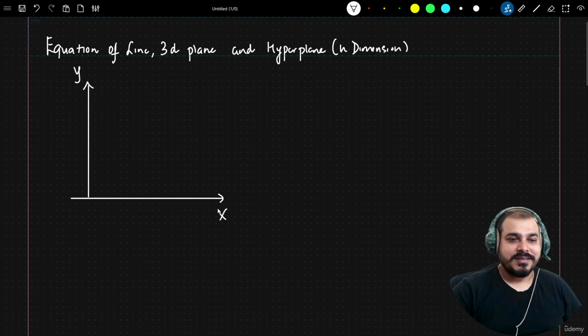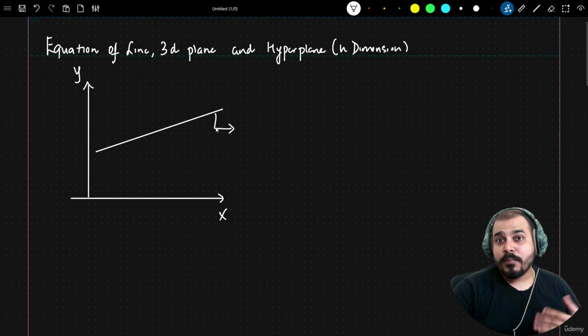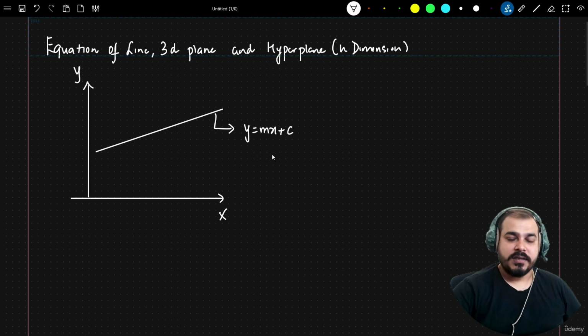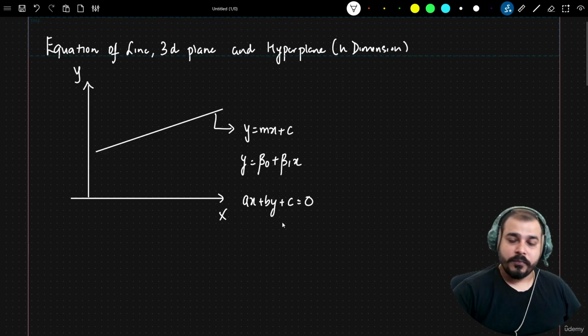Suppose I have two axes, x and y, and I try to create a straight line. We can provide an equation for this straight line, which is y is equal to mx plus c, right? And I hope you have seen this formula probably in your 8th, 9th, or 10th standard. Similarly, I can also give a different notation like y is equal to beta 0 plus beta 1 into x. Or I can also give some other notation like ax plus by plus c is equal to 0. Okay. Both equations are almost the same.